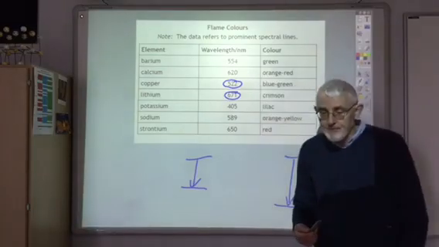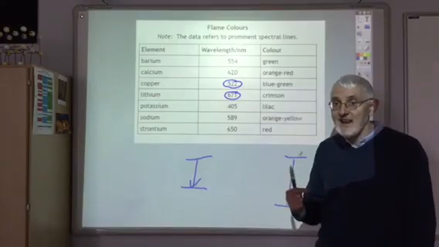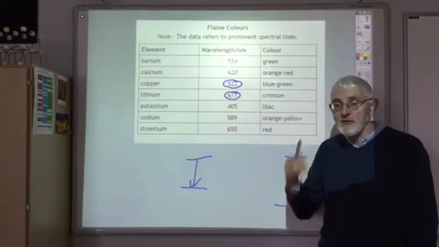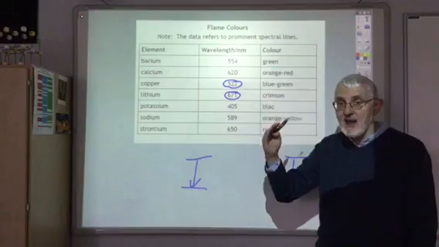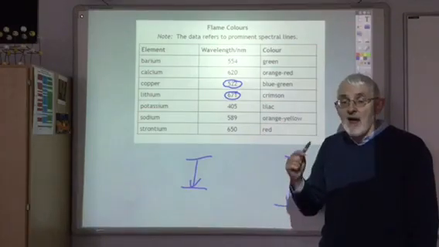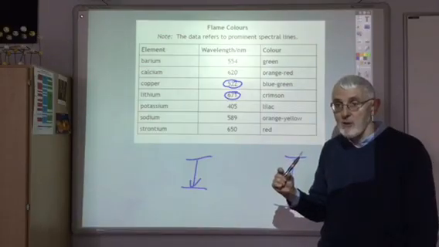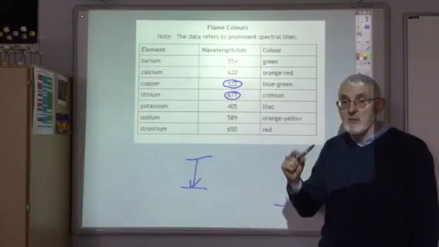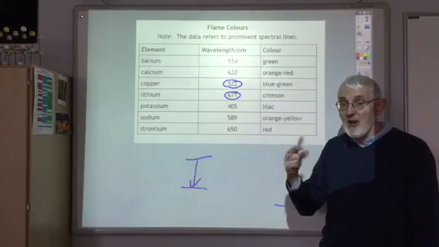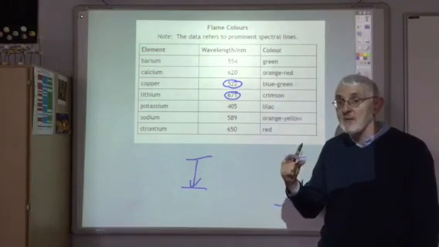So atomic emission spectra arises from the de-excitation of an electron from a higher energy level to a lower energy level. And by measuring the wavelength of that light, we can work out the energy gap between those 2 atomic energy levels and get lots of information about the structure of the atom from the emission spectra.